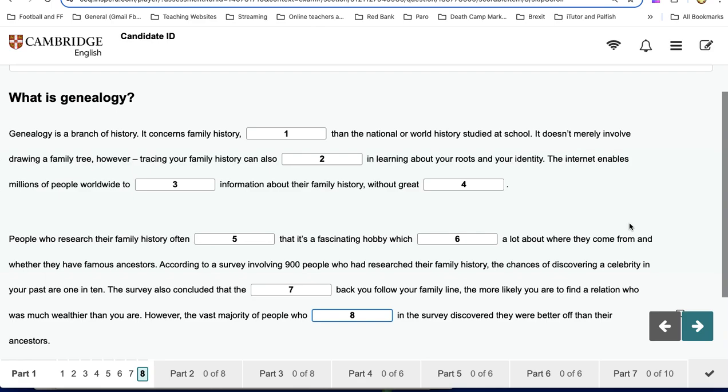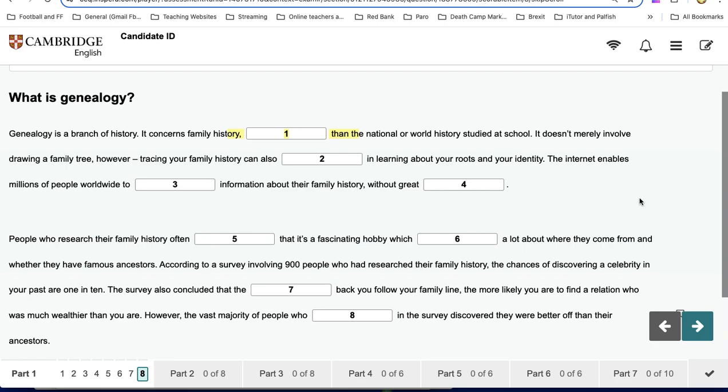What is genealogy? Genealogy is a branch of history. It concerns family history than the national or world history studied at school. And you can see when I get to the gap, I'm just skipping over the gap. I'm thinking about what kind of word could be there. For example, in number 1, I see the comma before the gap and the than after the gap, which is very important. Also, because this is a computer-based exam, you can see it's very easy to highlight the text.